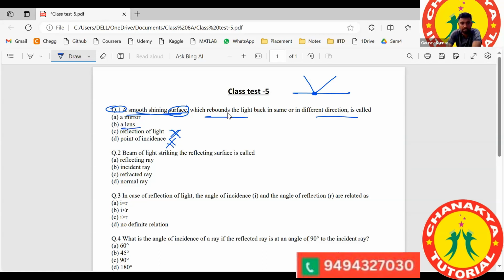That remains a lens or a mirror. Okay, so we are talking about a smooth, shining surface. So that means it is a mirror. Anyone have any difficulty in this question?